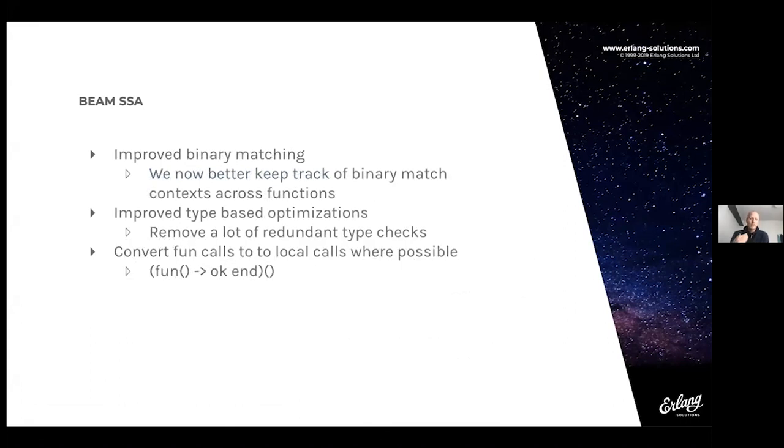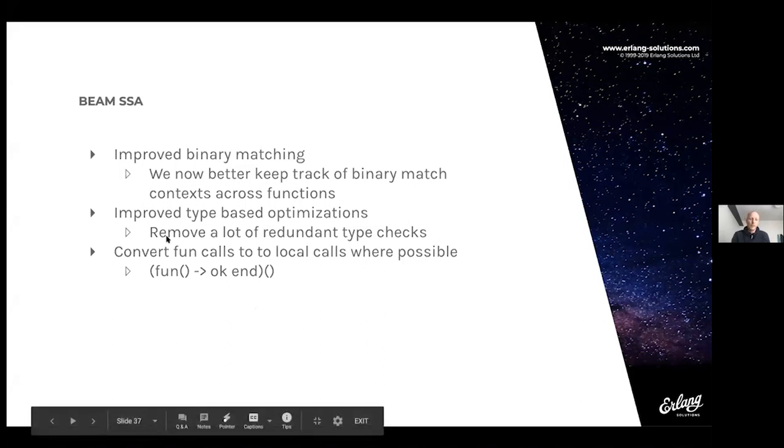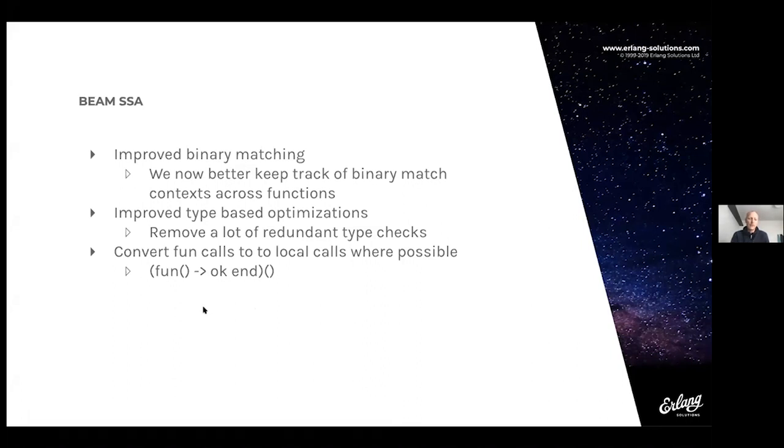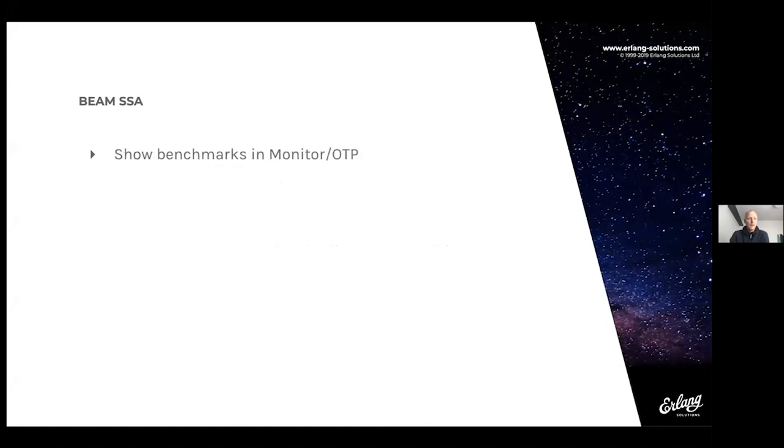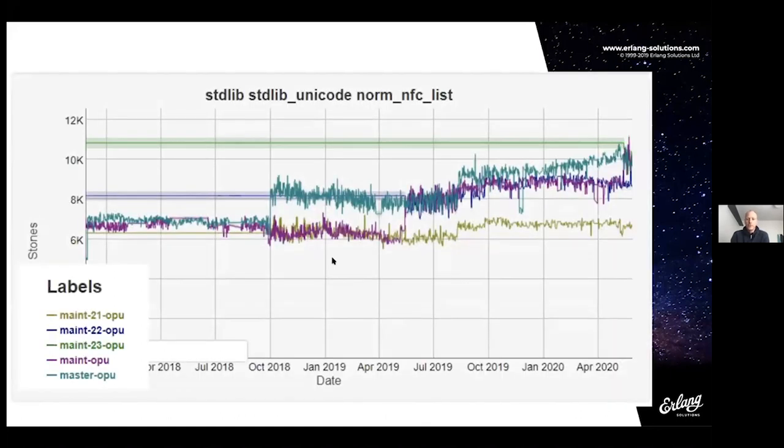So this caused us to have improved binary matching, so we can now match things a lot easier. Improved type optimizations, and we can also now lower fun calls, so that when we know the fun entity is actually never used, we can just flatten that and make it a normal call, which saves a lot of heap memory and so on, and makes it a lot faster. So I have some benchmarks to show you for how this works in practice.